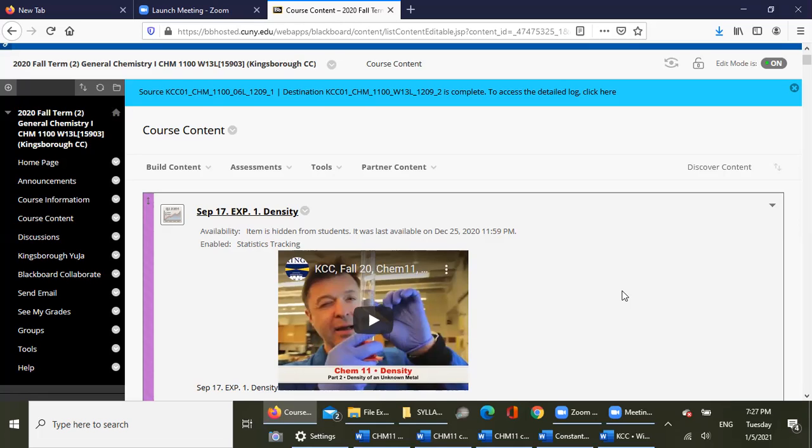The only thing is, on the final exam, which is cumulative, you may find questions related to the labs, especially calculations. For example, how to find the density of a metal. I can write a problem on the final exam about finding the density of a metal that you learn how to do in experiment number 1, density. But everything else, just lab reports.